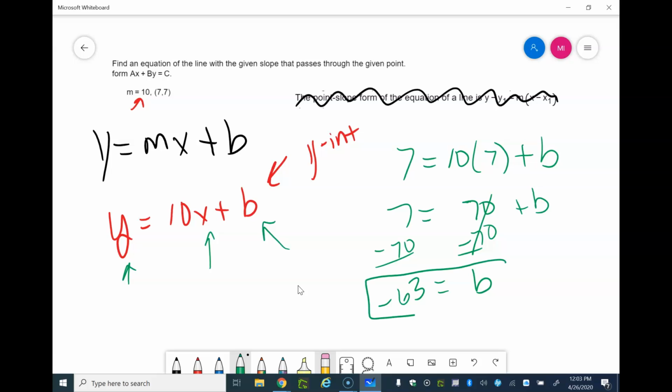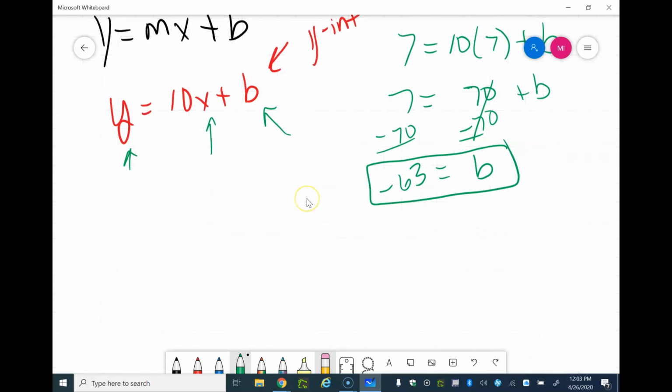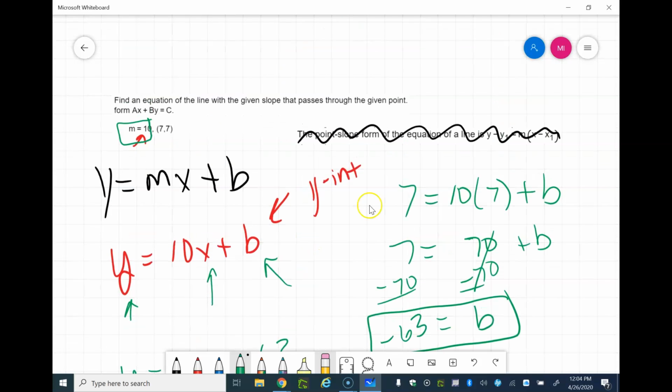So we have our b, we have our slope, which is m. Now we're ready to just put it back into the equation. Y equals mx plus b. So y equals 10x minus 63. Because that's a minus sign here, we're going to put minus here. So remember, once you find your m and your b, you're finished with the slope intercept equation, but now we have to put it into this form, ax plus by equals c.